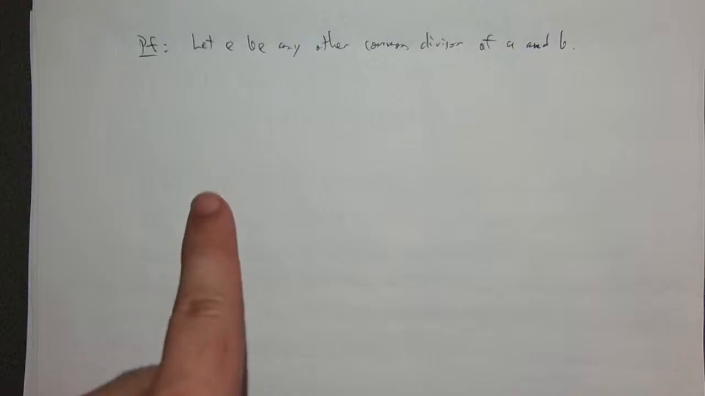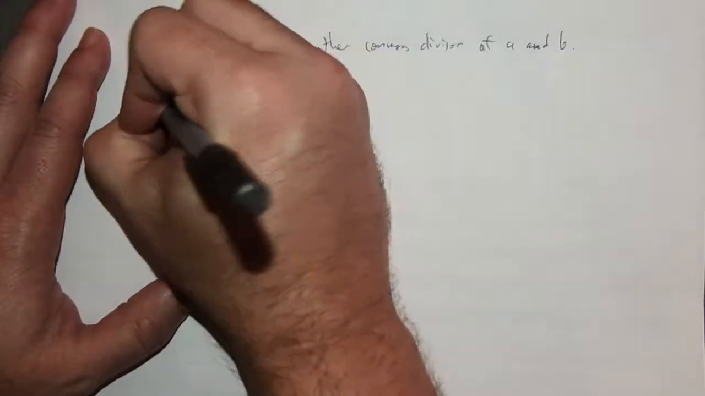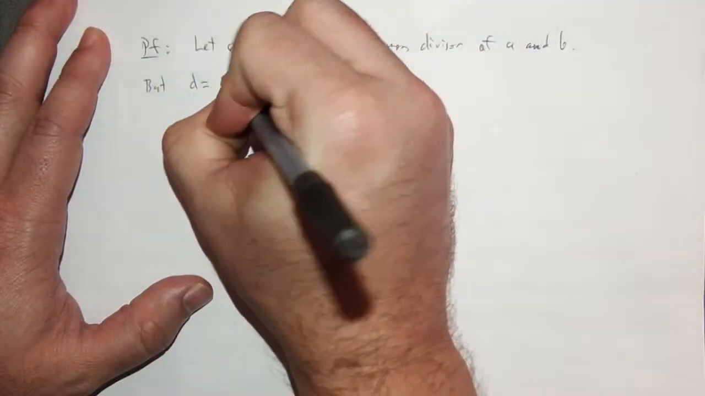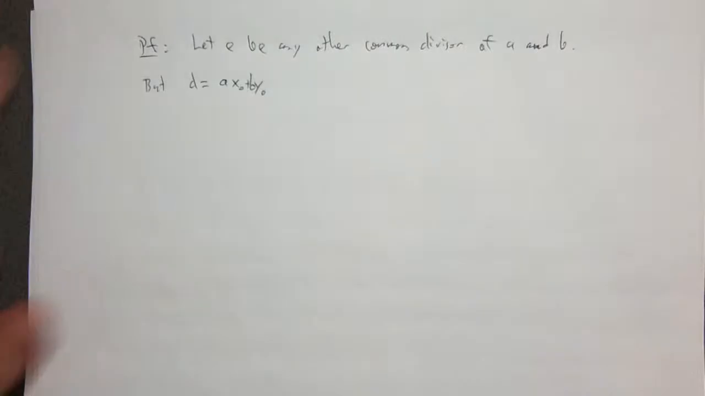Now, what we're going to do is use a result of what we have just shown here. We're going to restate this later because this is a very useful characterization of the GCD, which you might have already realized. What we want to say is that if E is any common divisor of A and B, it's going to turn out that E is going to divide D. Why? Because D is a linear combination of A and B, right?